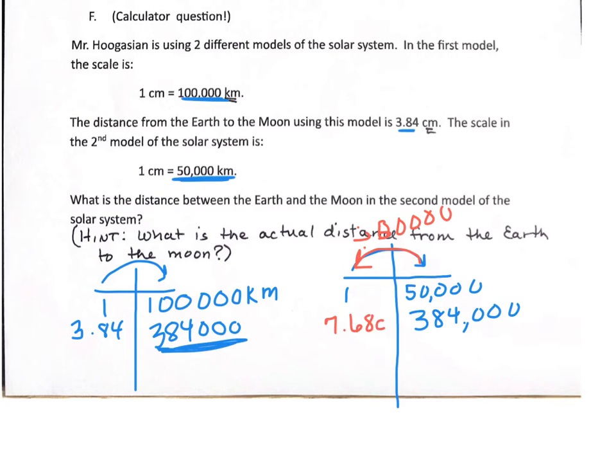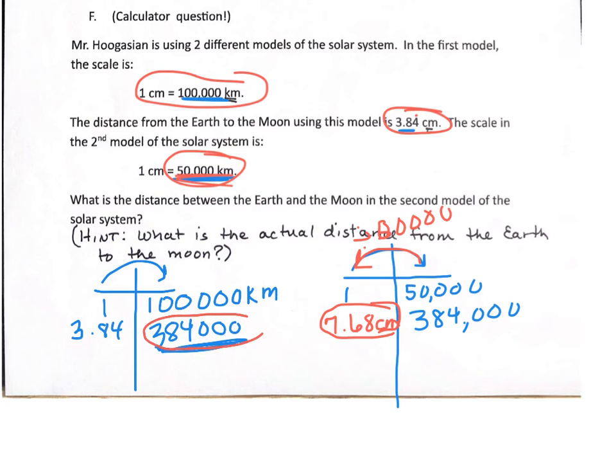7.68 centimeters. So just like we said a minute ago, the bigger scale had the smaller model. The smaller scale had the bigger model, okay, because we can fit more of those into that 50,000. So kind of a strange question, but we needed 2 steps there. First, we needed to figure out the actual, and then to use the actual to get the scale. Okay, so 2 steps for a question like that.